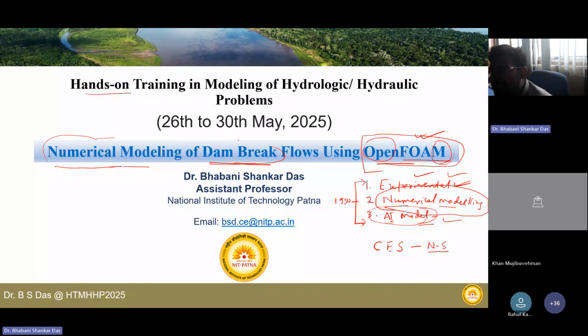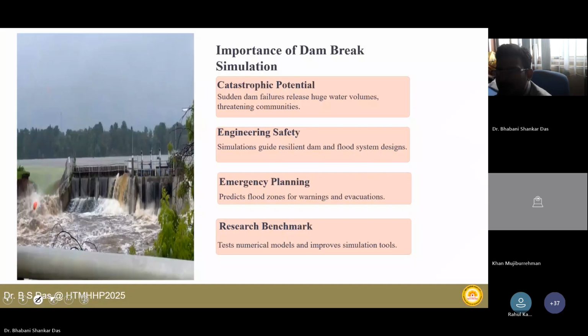Then the dam break process. Mainly, after the dam break, what will happen on the downstream side? That is the objective. And OpenFOAM is the open source software for field operation and manipulation. We can write the code, simulate the results, and if the results are not up to the mark, we can reframe the boundary condition and initial condition, and again get our problem solved.